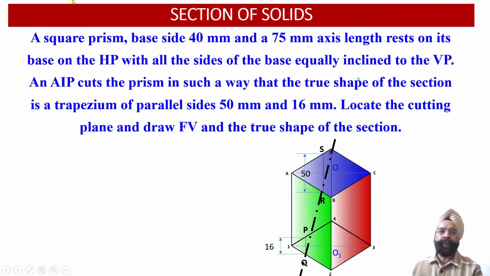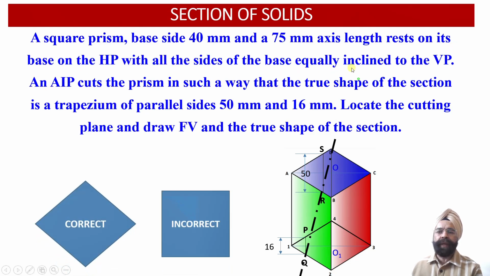Now here we have been provided with a square prism having edge of the base 40 mm, axis height as 75 mm, and this square prism is resting on its base on the horizontal plane with all sides of the base equally inclined to the vertical plane.